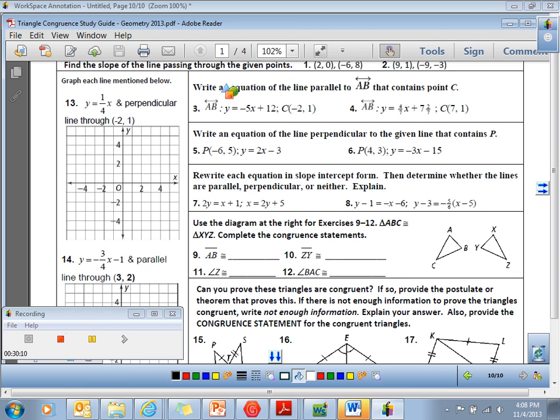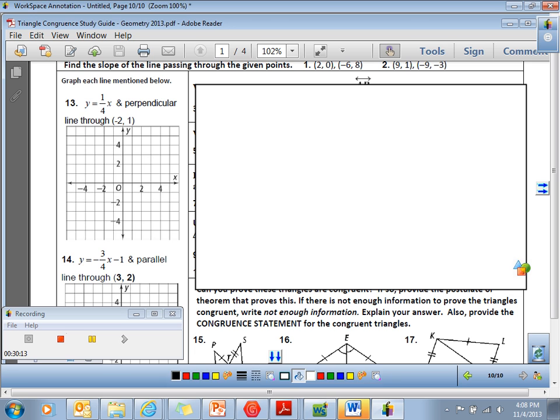Okay, 13. Okay, it says y equals 1/4 x. Okay, it says graph each line mentioned below and the perpendicular line through -2, 1. Okay, so y equals 1/4 x. You graph that first.